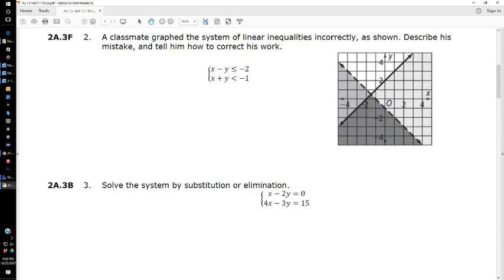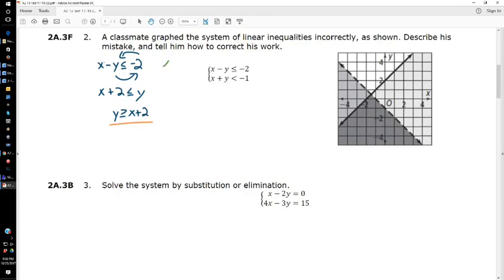So first things first, let's solve for y on both of these. One of them is x minus y less than or equal to negative 2. I'll move the negative 2 over there and the negative y over there. So that is x plus 2 is less than or equal to y. If you want to flip it around so it's in y equals mx plus b form, that's y is greater than or equal to x plus 2. There's the one equation. Let's do the other one.